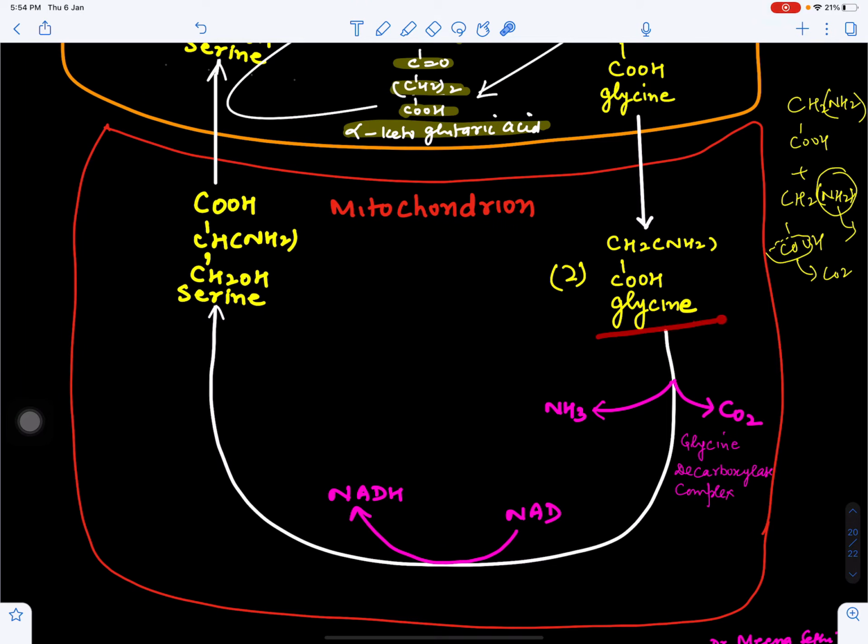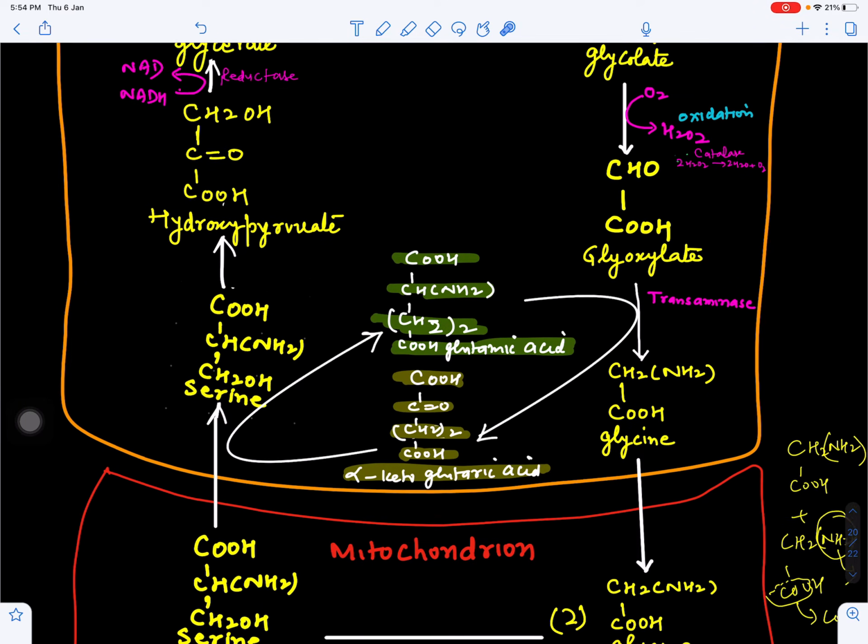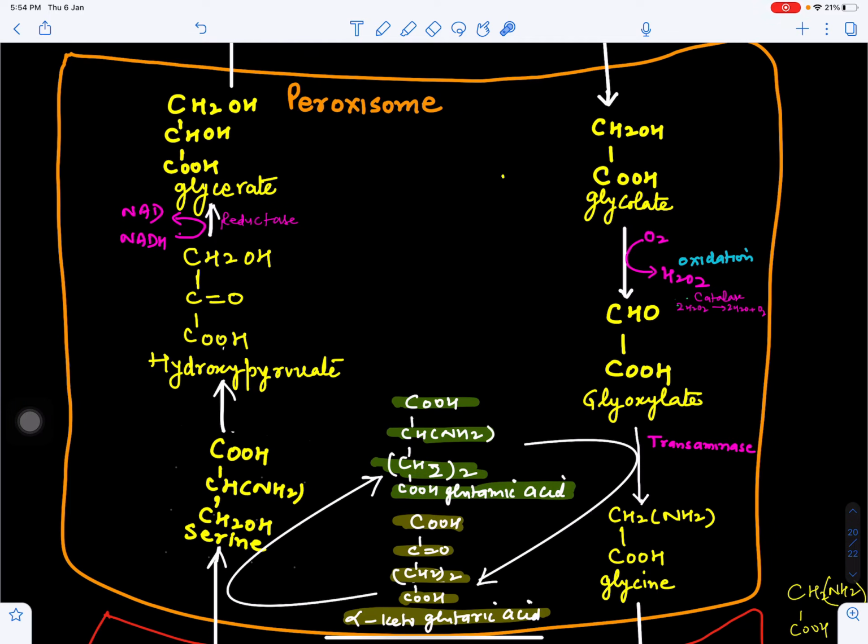Two molecules of glycine will condense, with loss of an amino group and loss of carbon dioxide, and this will condense and form serine. This is again an amino acid. Glycine is also an amino acid. So this serine will lose its amino group when it enters into the peroxisome, and this will get converted to hydroxypyruvate, and hydroxypyruvate is getting converted to glycerate.